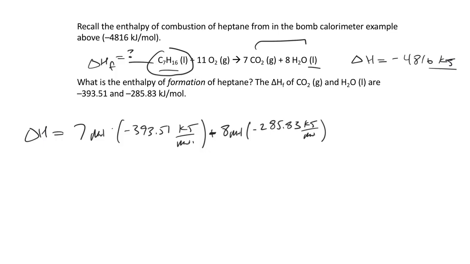Not a big detail, because we're just using the sign that's given in the problem and the delta H accordingly. And then, so that's the sum of the products, and then minus 1 mole times the delta HF of C7H16.